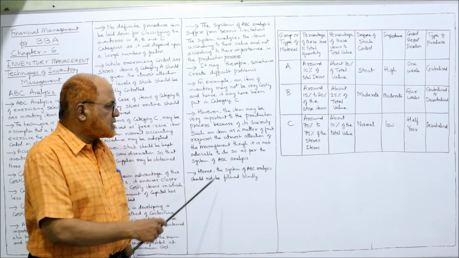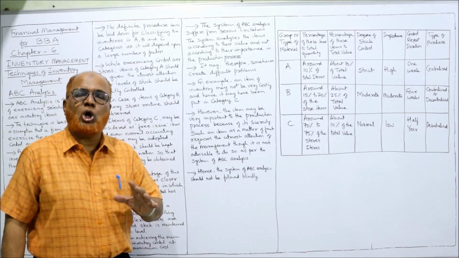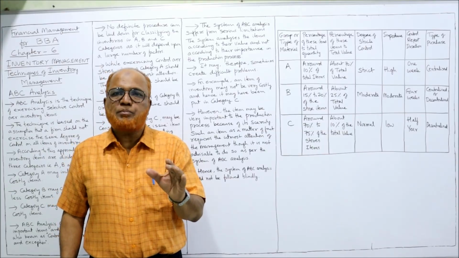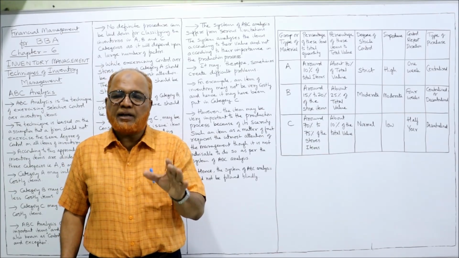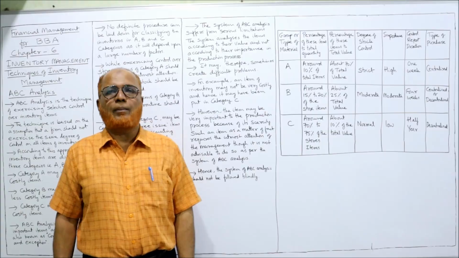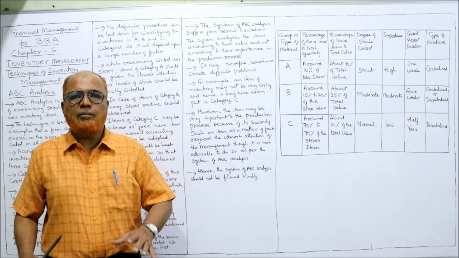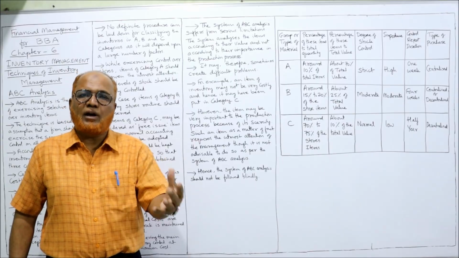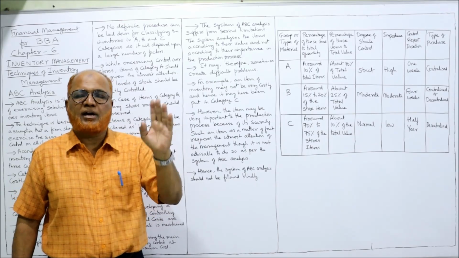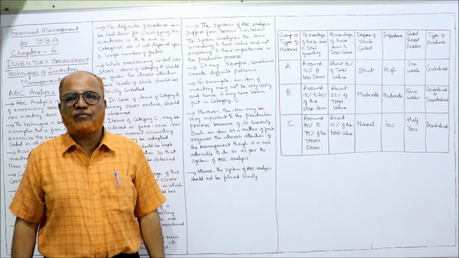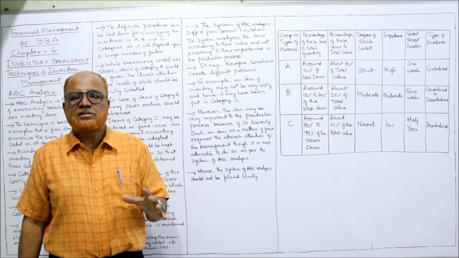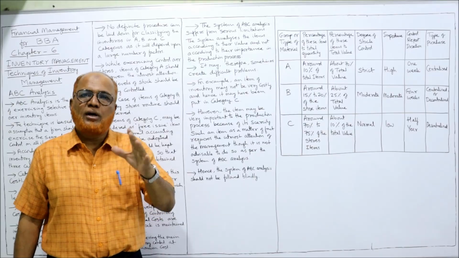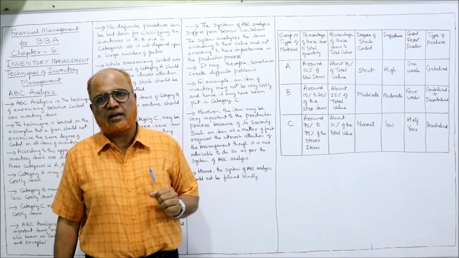So, hence the system of ABC analysis should not be blindly followed. That means some exceptions are there. Keeping those exceptions in mind, we have to apply that ABC analysis. ABC analysis is not 100% foolproof, that if we apply ABC analysis completely we can achieve the objective of inventory management. No. Some exceptions are there. We have to keep those exceptions in point of view and then apply ABC analysis.